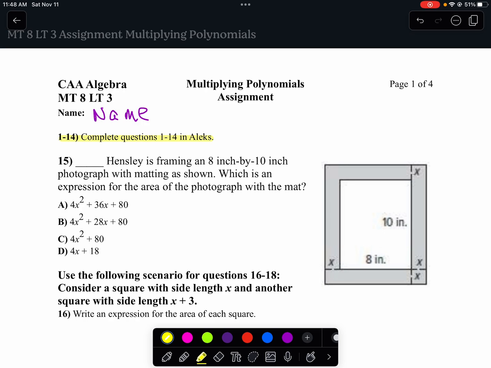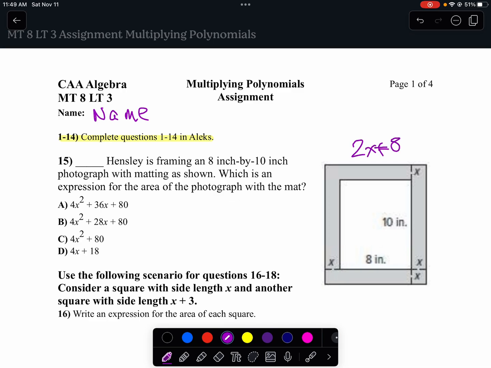Okay, on question 15, Hensley wants to find the area of this entire rectangle, including the mat. So the 80 plus the matting, which is x. So I'm going to have to write an algebraic expression for the length and the width. Notice I've got x here and x here. So I got 2x, and then going across, that's 8. So in other words, we're going to say this is 2x plus 8 for the length.